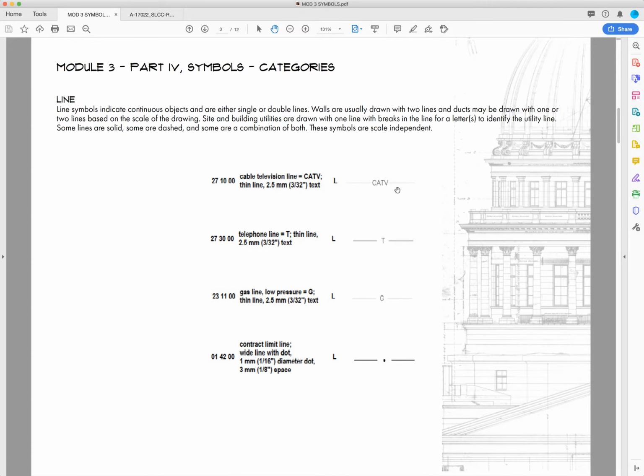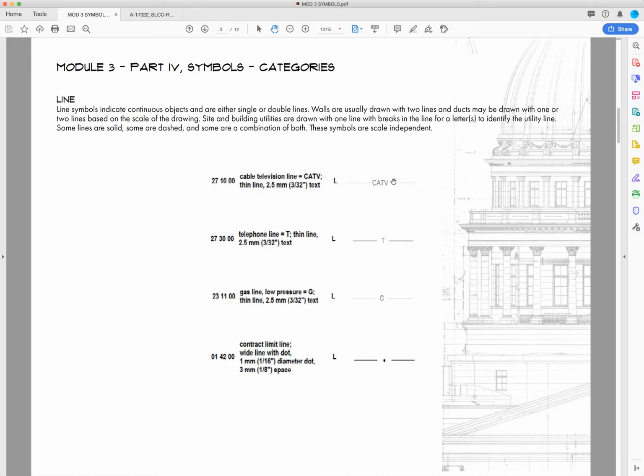Okay, moving on from there, we've also got the category of different lines. In sets, you will see that the most common line is the continuous line, and that comes in different line weights. But you'll also see that there are many different line categories. So line symbols indicate continuous objects and are either single or double lines. Walls are usually drawn with 2 lines, and ducts may be drawn with 1 or 2 lines based on the scale of the drawing. Let me pause there.